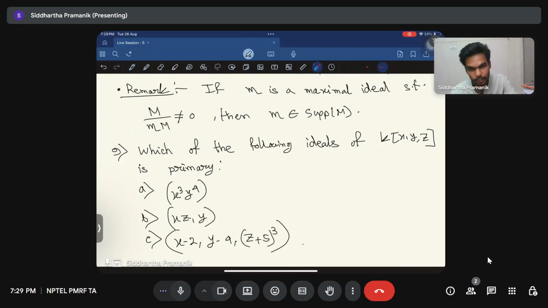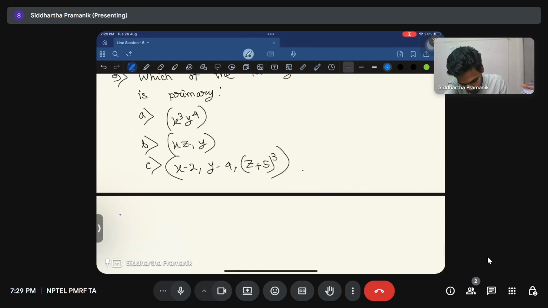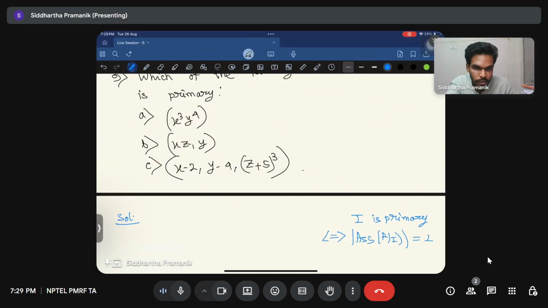So we have three ideals. We need to check which among these three ideals are primary. So let's check one by one. An ideal I is primary if and only if the associated prime of this quotient is a singleton set, or the prime divisors of I is a singleton. So let's use that fact.